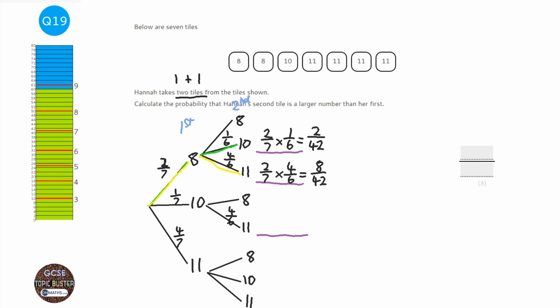And the final line, we go down the 10, and then we go down the 11. So it's going to be 1 over 7 times 4 over 6, which is going to be 4 over 42. Now, whenever we've got multiple outcomes, and it can either be this one, or this one, or this one, we add them together.